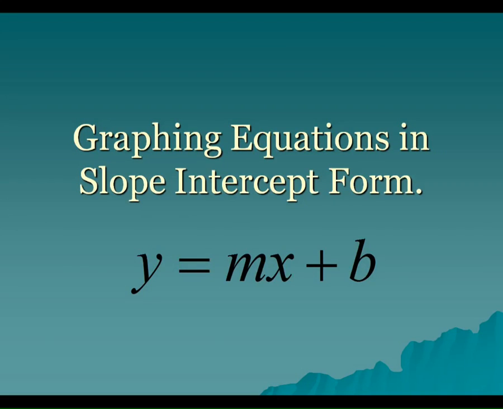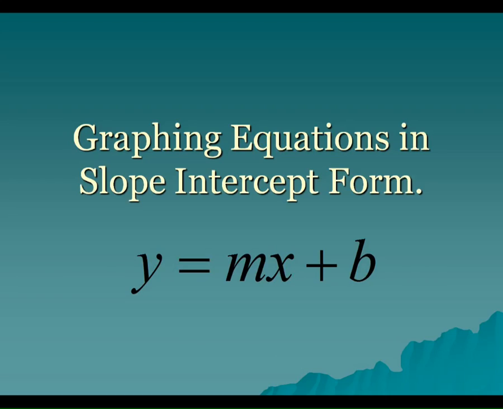Graphing in slope-intercept form. Now we've been graphing some stuff. Okay, what was the last type of equations that we graphed? Anybody remember what those were called? They start with a D. Start with the letter D. Variation. Direct variation. Yeah, we graphed direct variation.